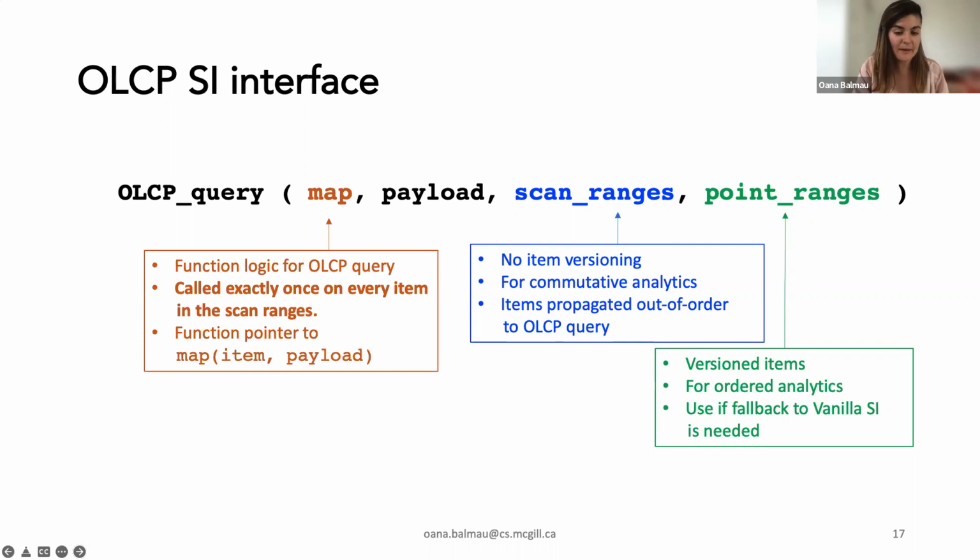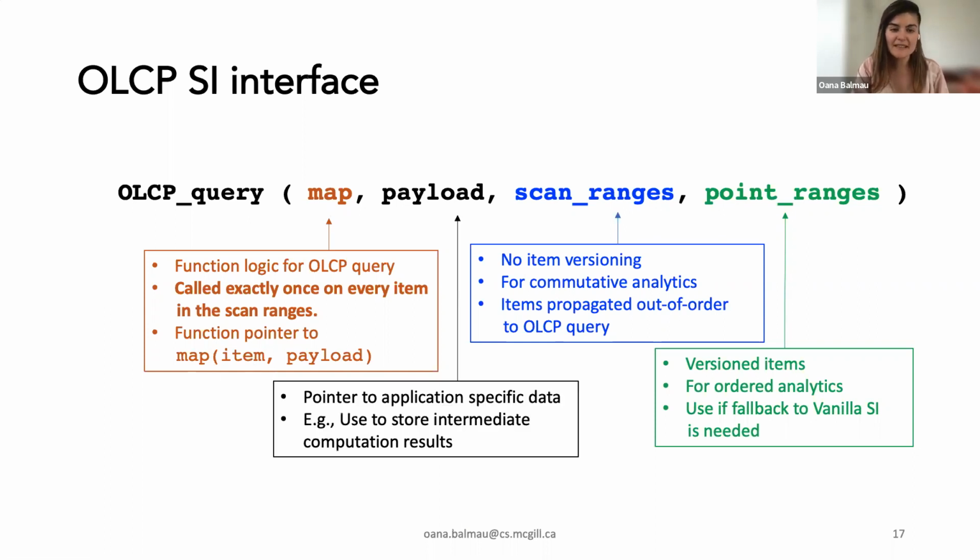This is basically incorporating the business logic of the OLCP query. We have to guarantee that it's called only once per item that's in the scan range. So this map and the scan ranges are connected, and it's a function that takes an item and a payload. Finally, the payload is a kind of scratch space for application-specific data. For example, if you'd want to store some intermediate computation result, you could do it in this payload.